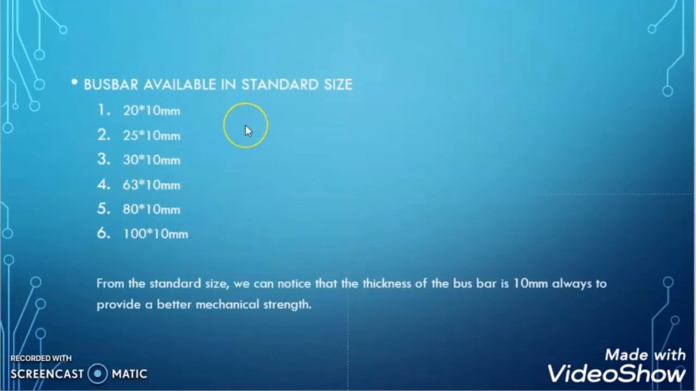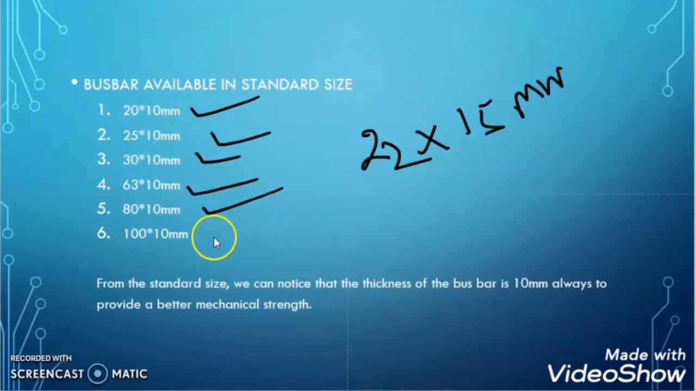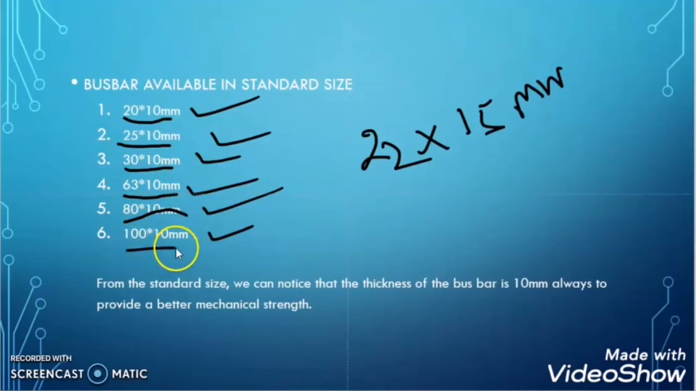The second thing we have to remember is the standard sizes available in the market. We don't have a bus bar available in the market of 22 into 15. We don't have such a bus bar. There are standard sizes of bus bar which we have to remember. These are all the standard sizes of bus bar available in the market or accepted universally: 20 by 10 mm, 25 by 10 mm, 30 by 10 mm, 63 by 10 mm, 80 by 10 mm and 100 by 10 mm.